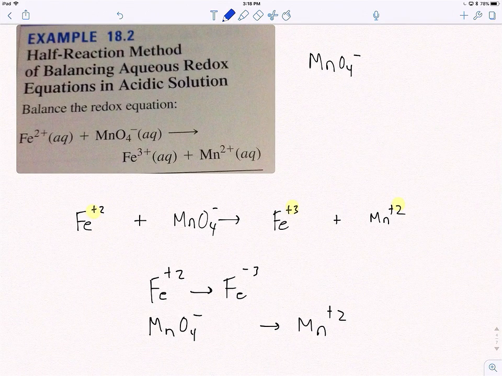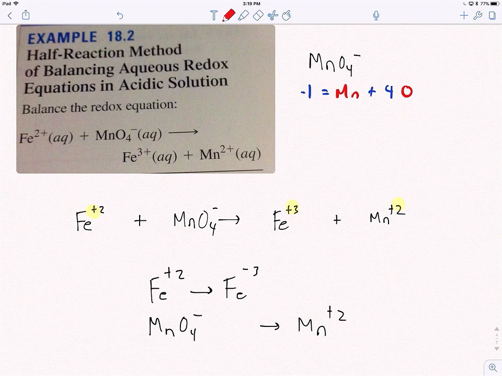So, acidic solution. Balance this one here. Iron plus two plus permanganate anion makes iron plus three plus manganese plus two. So what is the oxidation state for Mn in permanganate? We don't know that, so we have to figure this out. For permanganate, minus one equals the oxidation state for manganese plus four times the oxidation state for oxygen.